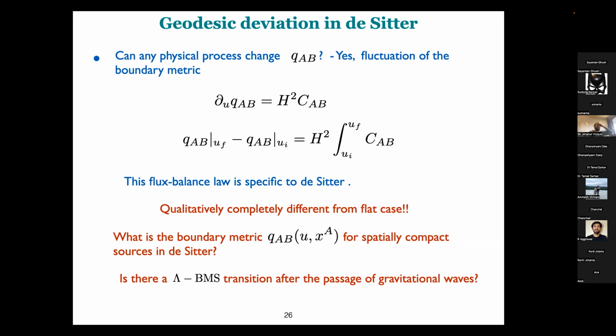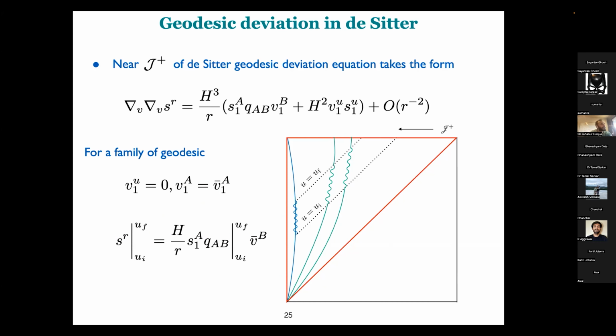Now again, you can ask the same question: can any physical process generate QAB? The answer is yes. This is nothing but the delta fluctuation of QAB. If you look at this equation, it is simpler, in my boundary gauge fixing.